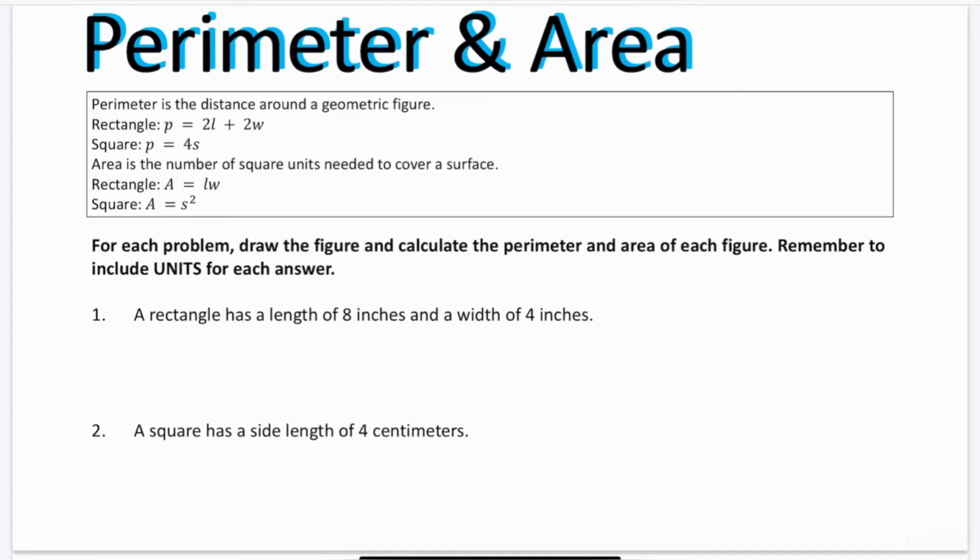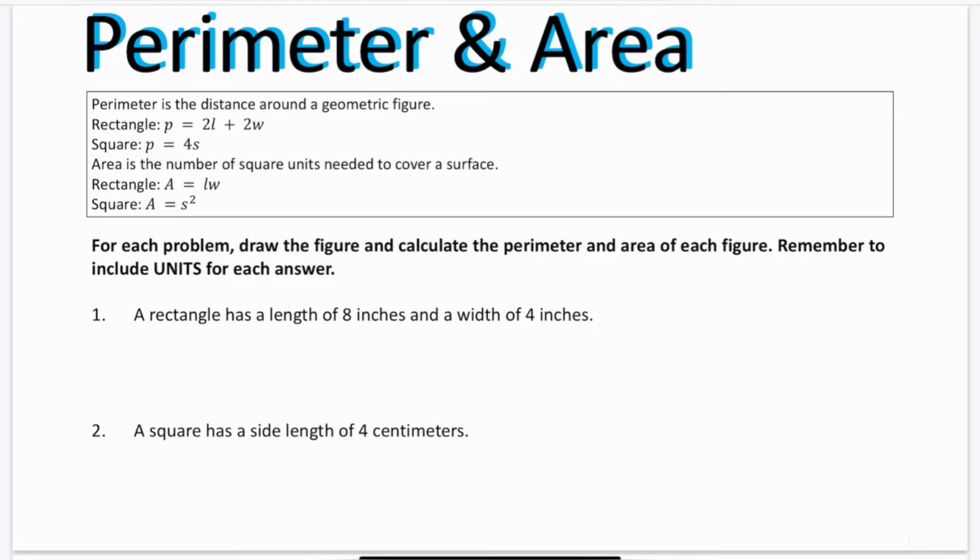In this video, we're going to talk about perimeter, area, circumference, and volume. These questions are going to be pretty simple for now. We're just going to be going over an overview of how to find perimeter and how to find area of a rectangle and a square.